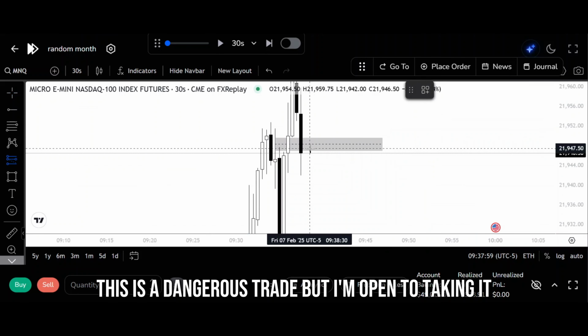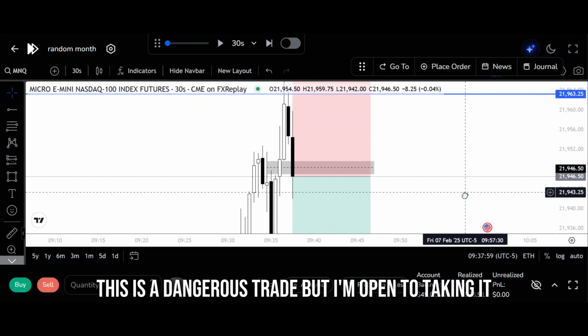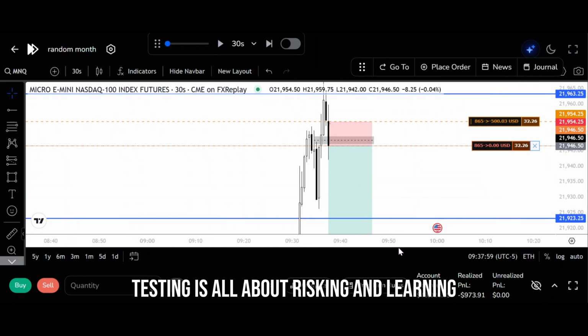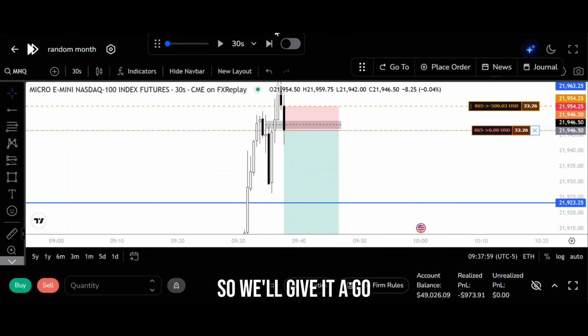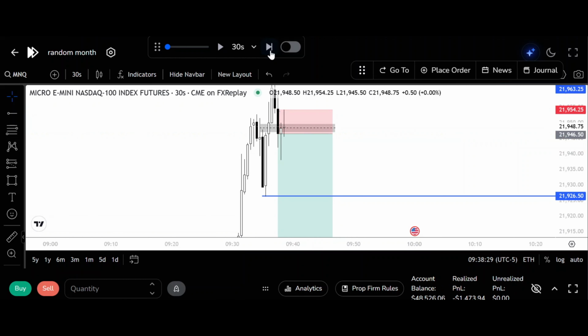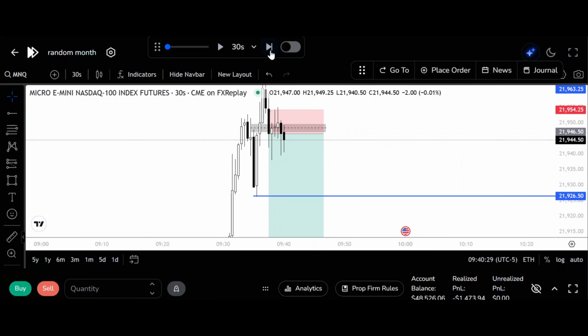This is a dangerous trade, but I'm open to taking it. This is a risky trade. I'm going to take it. Backtesting is all about risking and learning, so we'll give it a go. We have our break-even point quite obviously down here. Instant stop out.